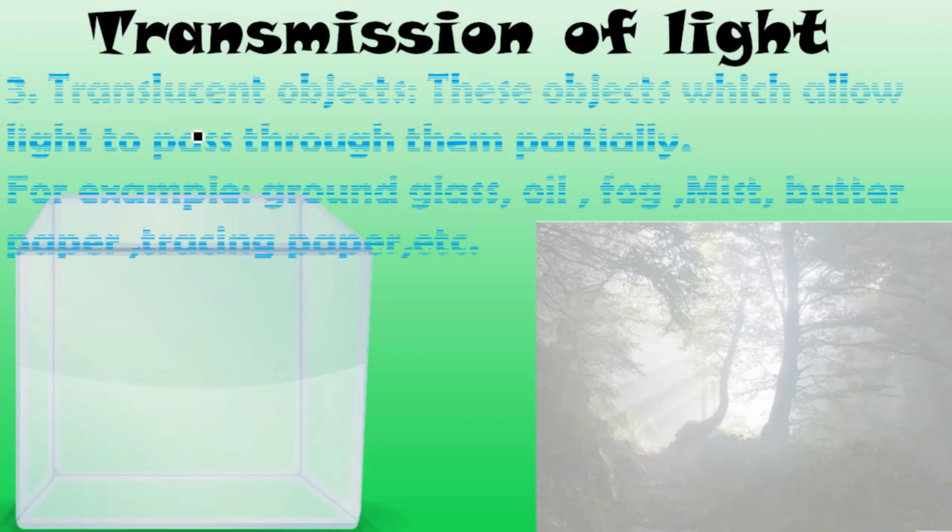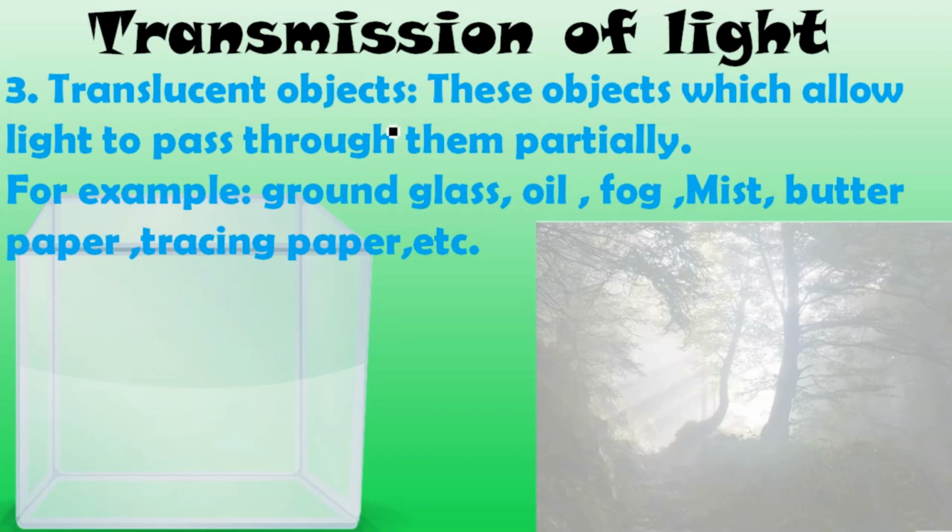The third category we have is translucent objects. So what do we mean by translucent objects? The objects which allow the light to pass through them, but partially. It does not allow the full light or all the light radiations to pass through it, but allows only some, or partial, radiations to pass through it. That is known as translucent objects. For example, we have ground glass, oil, fog, mist. These are all translucent objects which allow only some light radiations to pass through them.